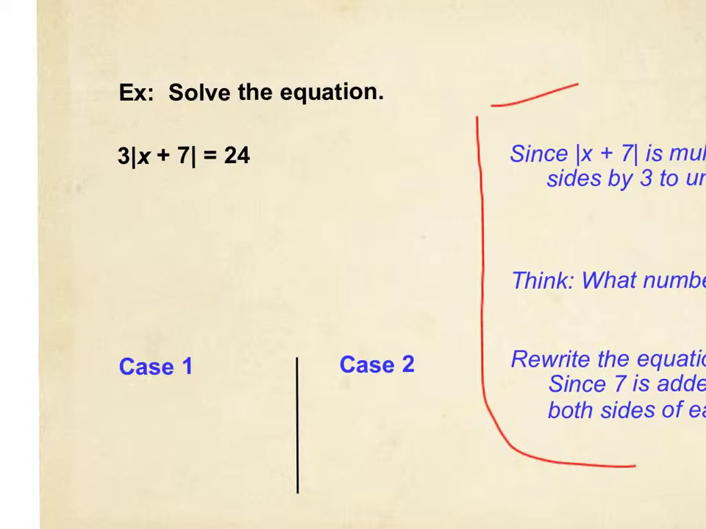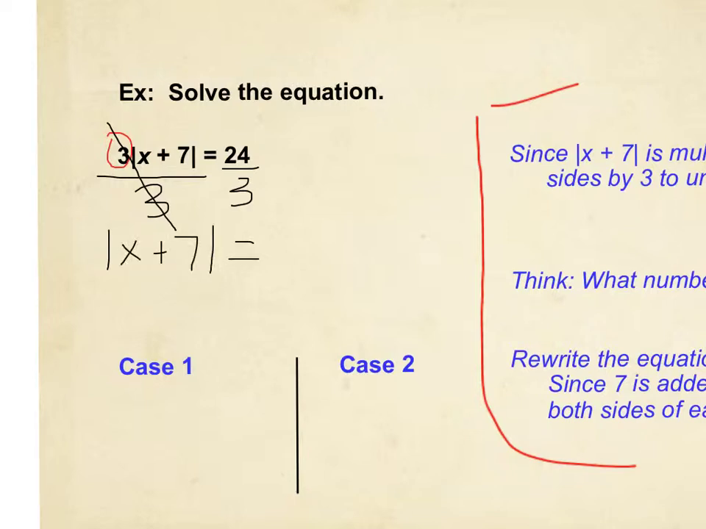So notice that right now we have this 3 right here, and I need to get rid of that 3. So to get rid of it, I have to use the inverse operation of multiplication. So we're going to divide both sides by 3. Here the 3's cancel out or reduce to 1. And now I have absolute value of x plus 7 is going to equal 24 divided by 3 is 8.